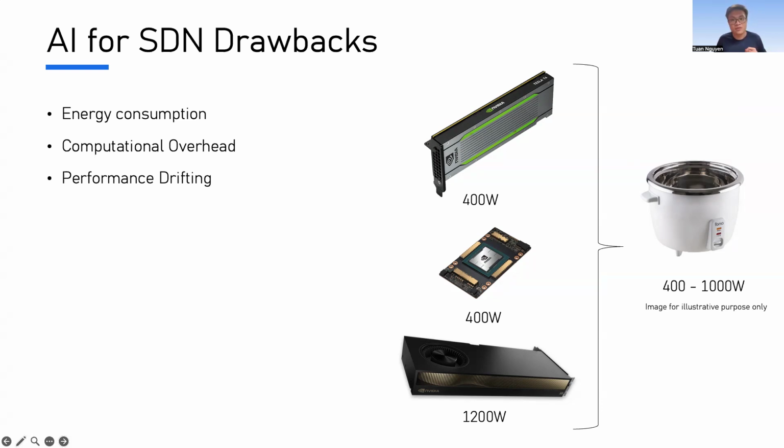Second is computational overhead. To perform inference on the complex model like transformer, the process time is significant in relation to the end-to-end packet transmission delay. To compensate for that, we need to invest in more expensive GPU, which is costly and consume more energy.